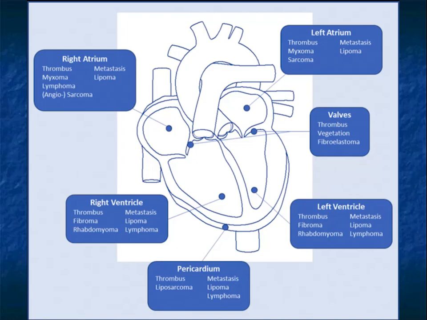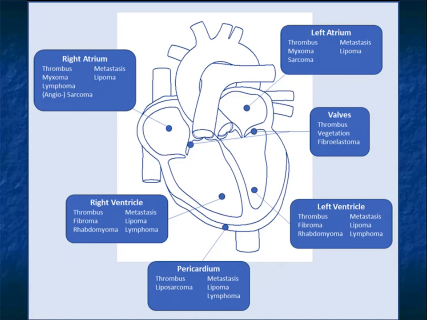So for example, if you think about a pericardial process, typically we're thinking about maybe angiosarcoma, metastasis, lymphoma. You're talking about left atrium, you're thinking about myxoma, but again, thrombus, sarcoma, metastasis, lipoma, and the differential. And of course, you're thinking about valves. Besides thrombus and vegetations, when you get down to tumors, you're thinking about fibroelastomas. So again, many things we could think about.